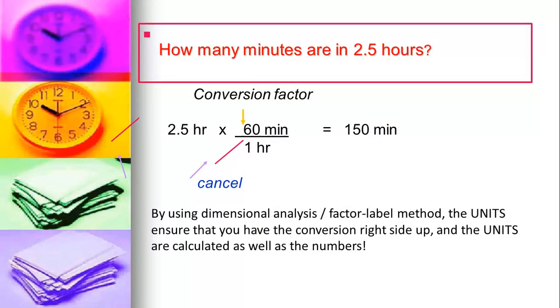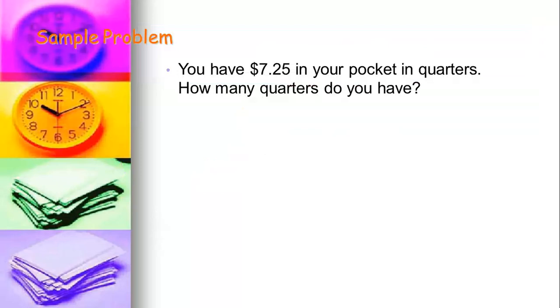So how many minutes are in 2.5 hours? So i-convert lang natin 2.5 hours. In every hour we have 60 minutes. Okay, cancel natin yung hours. And then multiply natin yung 2.5 times 60, we have 150 minutes. Okay, so by using dimensional analysis or factor label method, the units ensure that you have the conversion right side up and the units are calculated as well as the numbers.